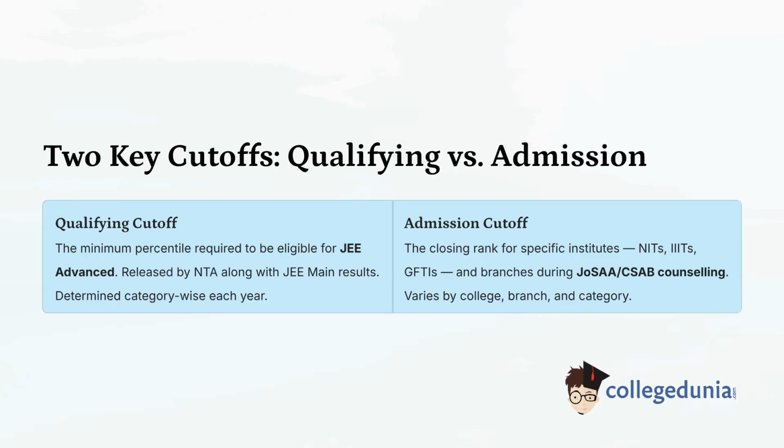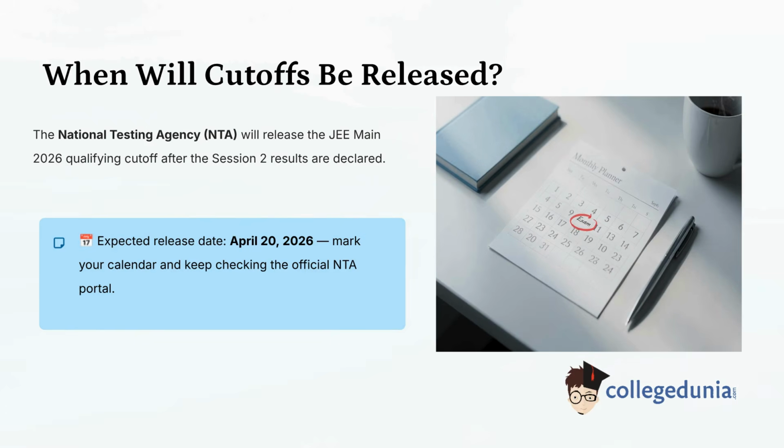There are two types of cutoffs you must clearly understand. First, the qualifying cutoff. This is the minimum percentile required to be eligible for JEE Advanced, released by the NTA along with the results. Second, the admission cutoff. This is the closing rank for colleges like NITs, IIITs and GFTIs during counseling. In simple terms, one will get you eligible and the other will get you a seat.